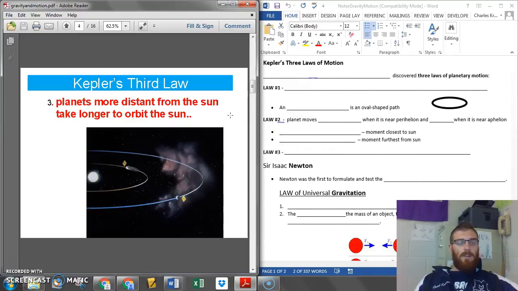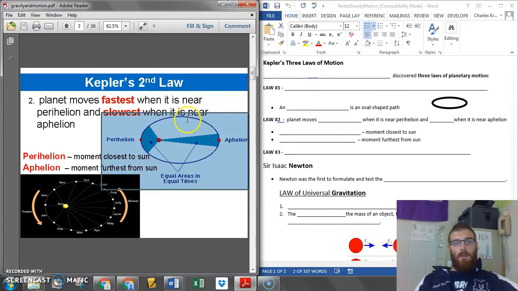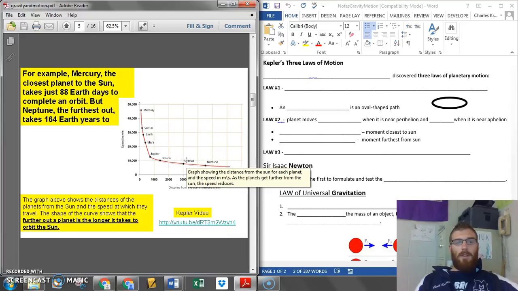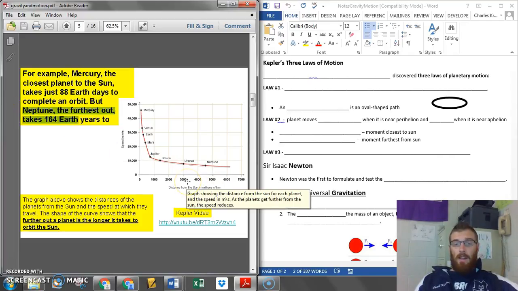Moving on to the third law, planets that are farther away from the Sun take longer to orbit. So we're not talking about in relation to the orbital pattern here. We're talking about the actual distance from the Sun. Okay, so for example, Mercury is the closest planet to the Sun and takes just 88 Earth days to complete an orbit, but Neptune is furthest out and takes 164 years to make the same trip.